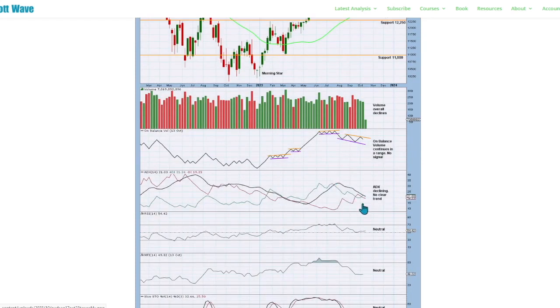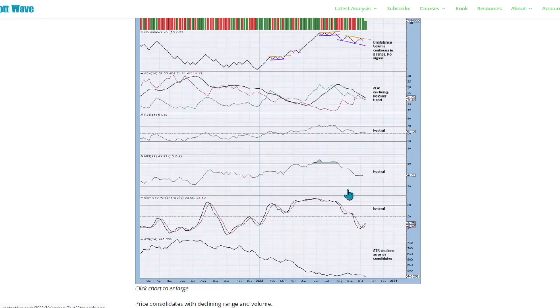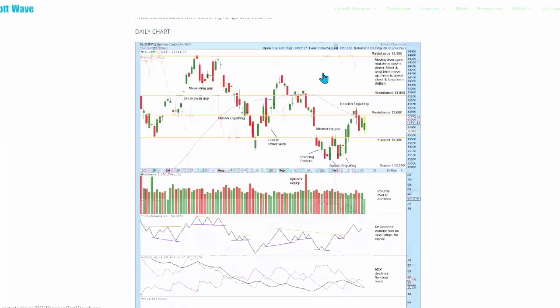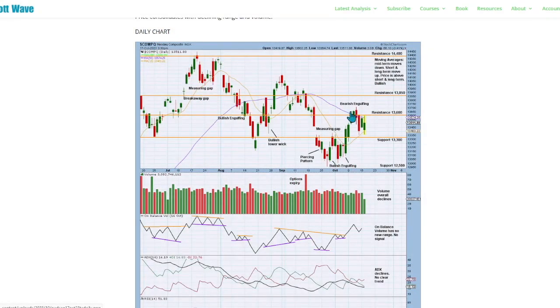ADX is declining with no clear trend. RSI and money flow both neutral, and stochastics neutral, having just failed to enter oversold. And overall ATR is flat to declining as price continues to consolidate. On the technical daily chart, price has moved up towards resistance at 13600 and has since begun to decline.